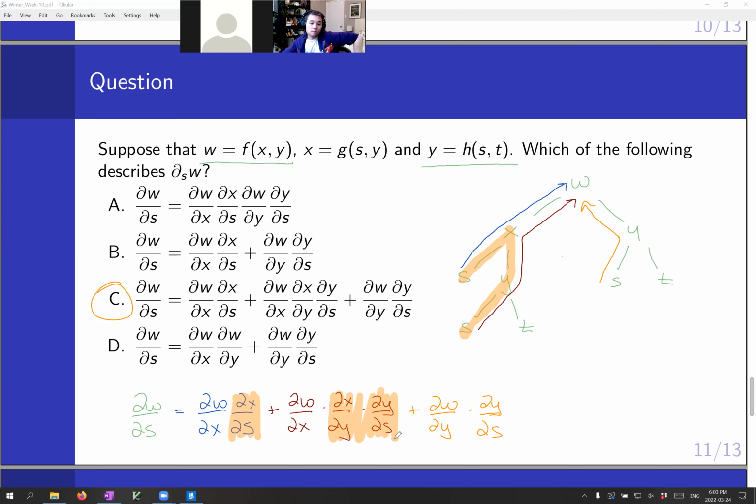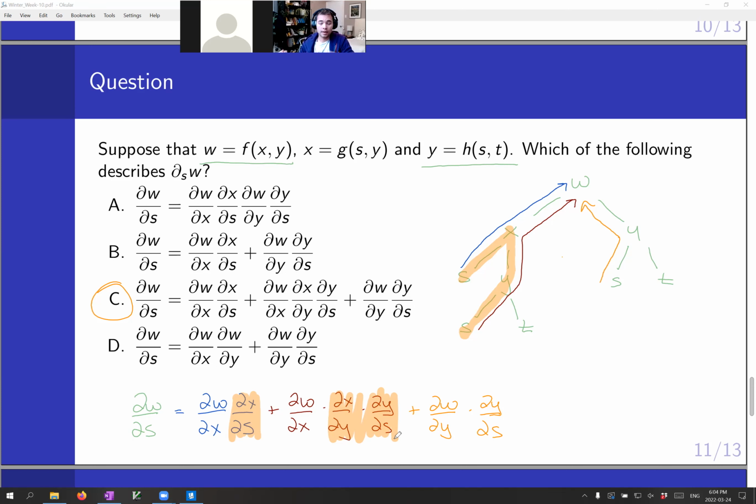Right, but that's just it. That's why we set up this tree, right? Because we have to be careful about that. X depends directly on S, but because Y depends on S, X also depends on S through Y. And so we have to take account for that when we're taking an S derivative, right? If your variable changes with respect to S, what is dW/dS? It's the instantaneous rate of change of W with respect to S. So you need to figure out every single way that your variable W depends on S. And that's why we build this dependency tree, to see all the ways that W can depend on S, and then use that in order to figure out what the derivatives are.